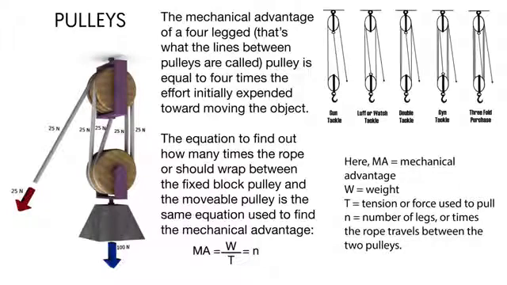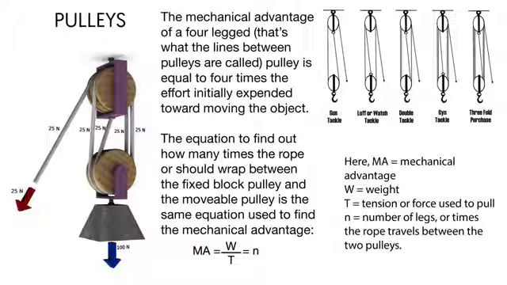The equation to find out how many times the rope should wrap between the fixed block pulley and the movable pulley is the same equation used to find the mechanical advantage. Here, MA equals mechanical advantage, W equals weight, T is equal to tension or the force used to pull, and N equals the number of legs, or times the rope travels between the two pulleys.